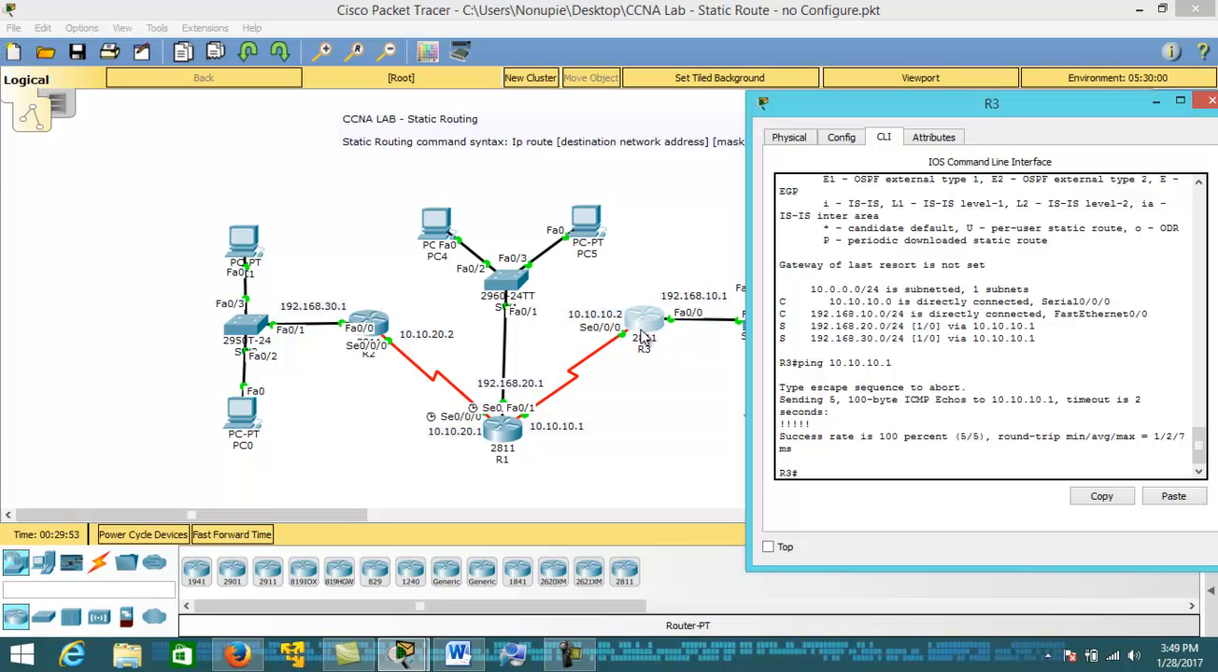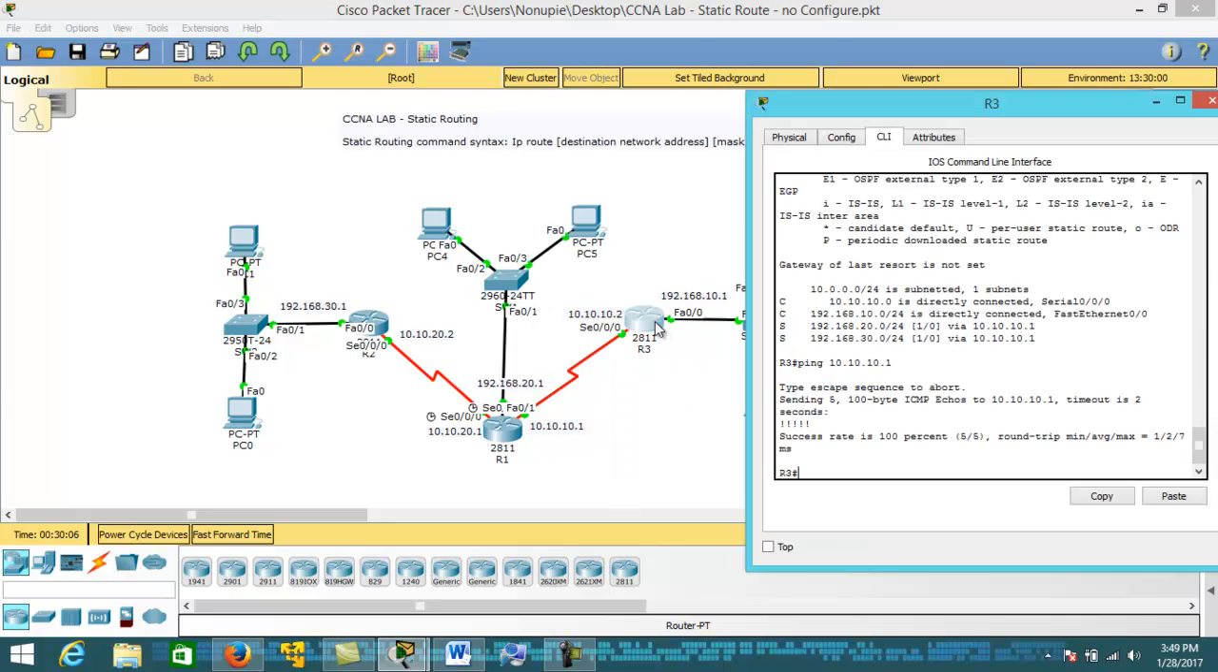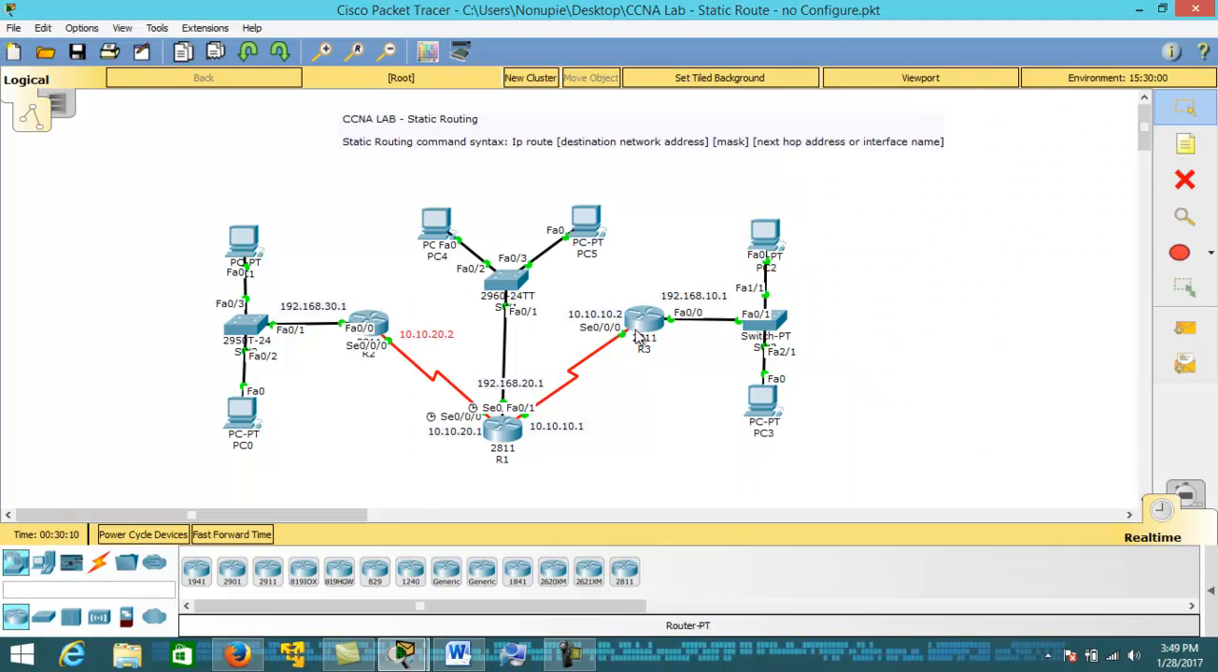In this router R3 we haven't given the static route of this network, and for this router R2 we haven't given the static route for this network. Alright, so I think that is the mistake we made. So let's quickly configure the static route for this network on router R3.